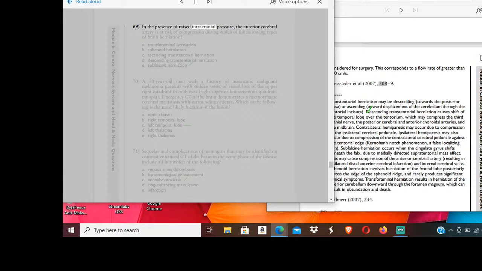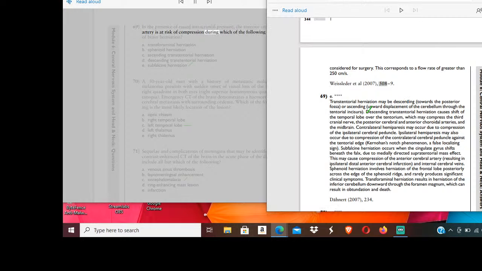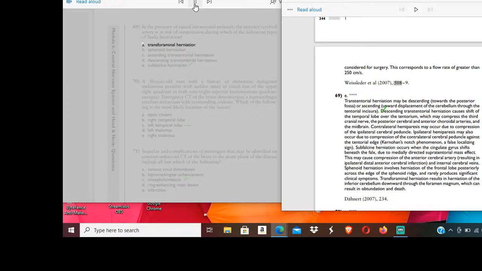In the presence of raised intracranial pressure, the anterior cerebral artery is at risk of compression during which of the following types of brain herniation? A. Transforaminal herniation. B. Sphenoid herniation. C. Ascending transtentorial herniation. D. Descending transtentorial herniation. E. Subfalcine herniation.